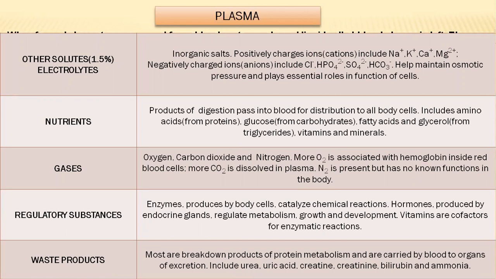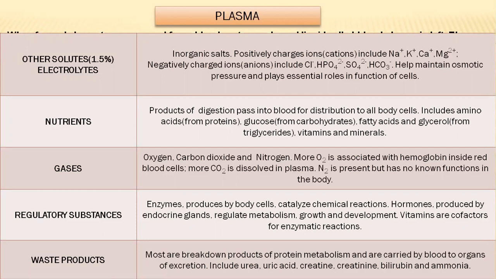Then the other solutes, which make up about 1.5%. So you have these electrolytes. The electrolytes are inorganic salts. Some of them are positively charged, that would include maybe sodium, potassium, calcium, and magnesium. Then you also have negatively charged ions, which are called anions, and these would include chloride, hydrogen phosphates, sulfate, and bicarbonates. Because they are charged, they can also attract water molecules, so they also help to maintain osmotic pressure.